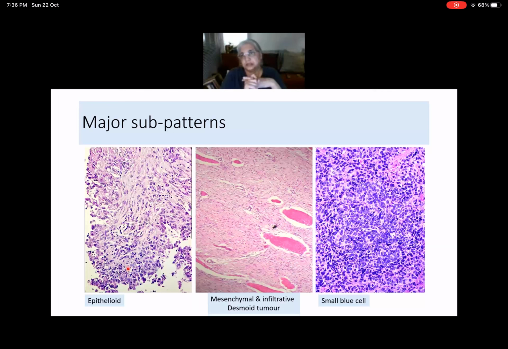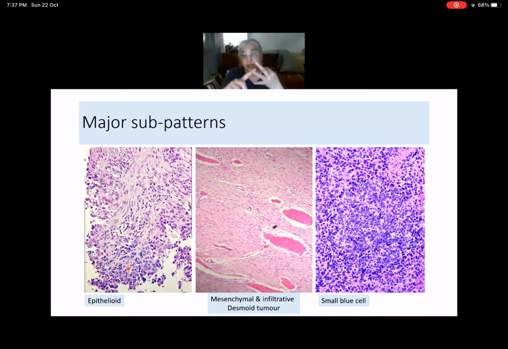Don't tell me what the actual diagnosis is. Do you think it's a carcinoma? Do you think it is a sarcoma? Do you think it is a lymphoma? This is an epithelioid pattern. So is it a carcinoma? Is it a sarcoma? Is it a lymphoma? Think carefully. At least you know which it is not.